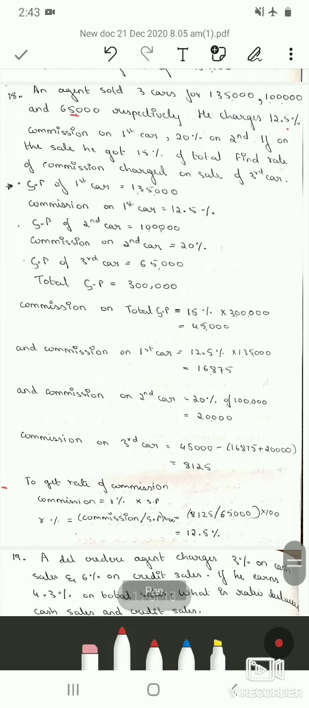So again, you can verify this answer, that is, find the commission on the third car, which is rate percent into sale. You will get the answer, which verifies whether you have done it right or not.